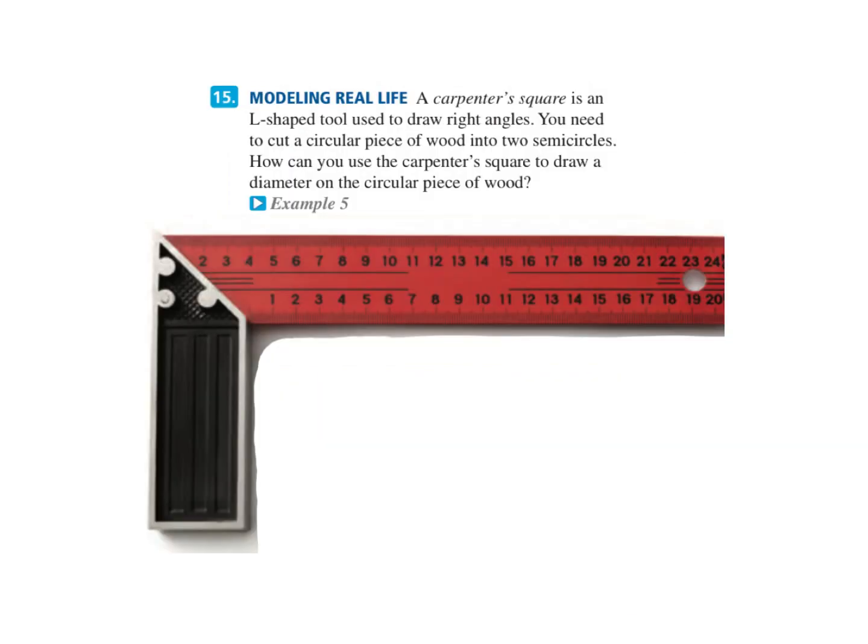And now, a carpenter's square is an L-shaped tool used to draw right angles. You need to cut a circular piece of wood into 2 semicircles. So you have a circular piece of wood, and it needs to be 2 semicircles. That means this has to be a right angle here.